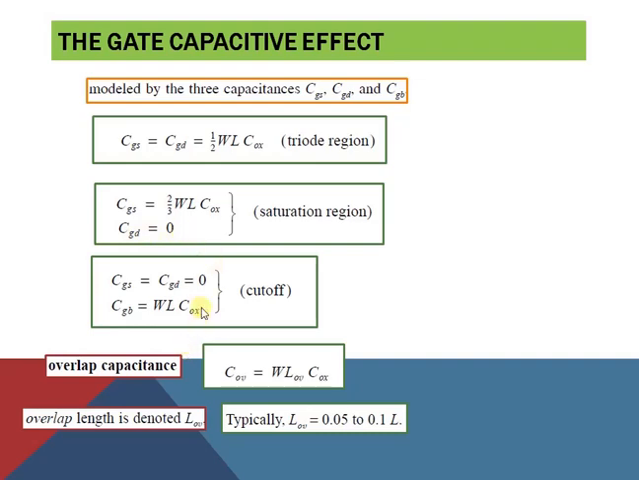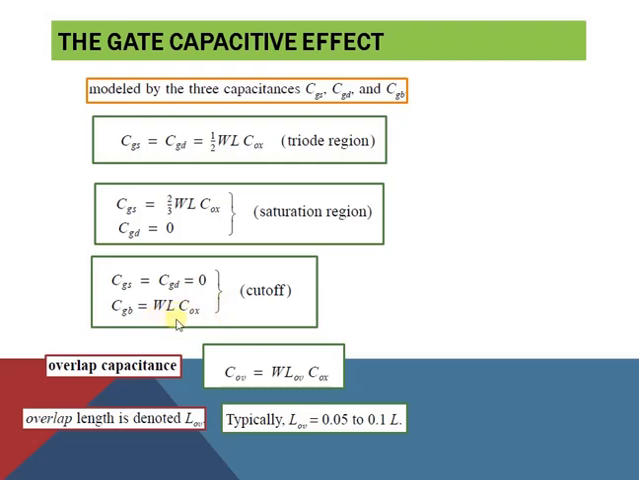Coming to the cutoff region. In the cutoff region, the channel will completely disappear and therefore the value of CGS and CGD will be equal to 0. But the gate-body capacitance will be present and that value will be equal to WL into COX, which is shown here.